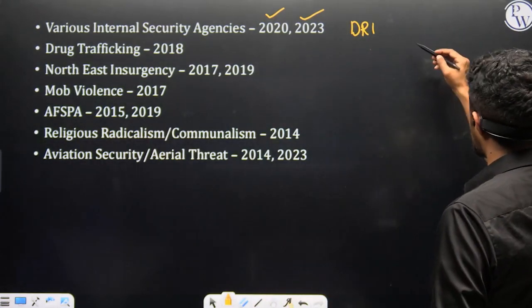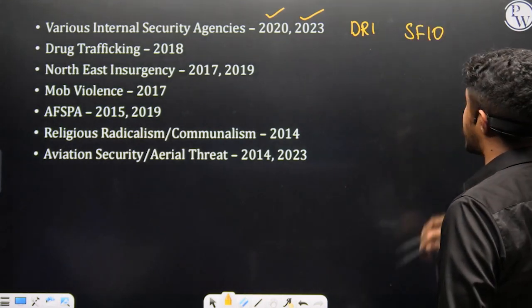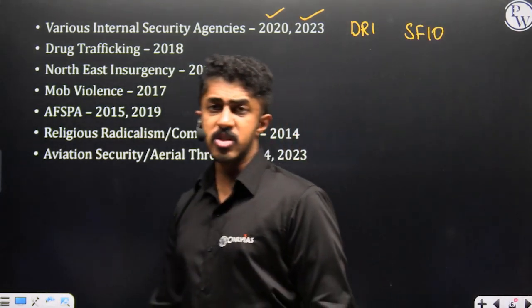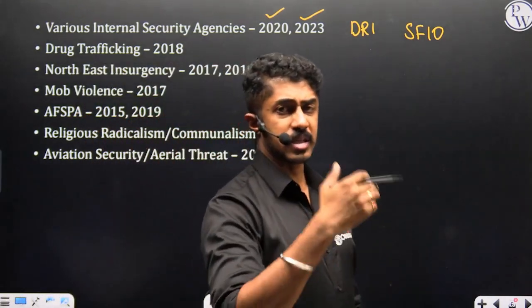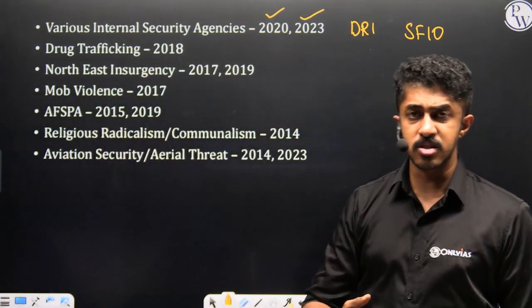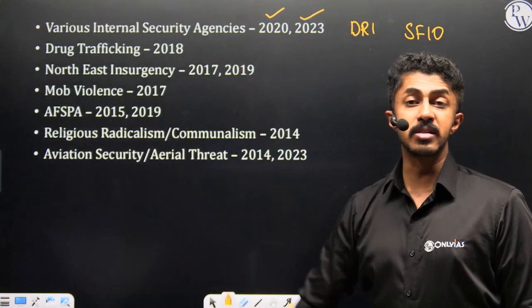As well as we can also expect a question on SFIO, Serious Fraud Investigation Office. Again, another agency which has been in news because it is currently investigating allegations against the daughter of the Chief Minister of Kerala. So that is also in news. So definitely, yes, you must revisit them.